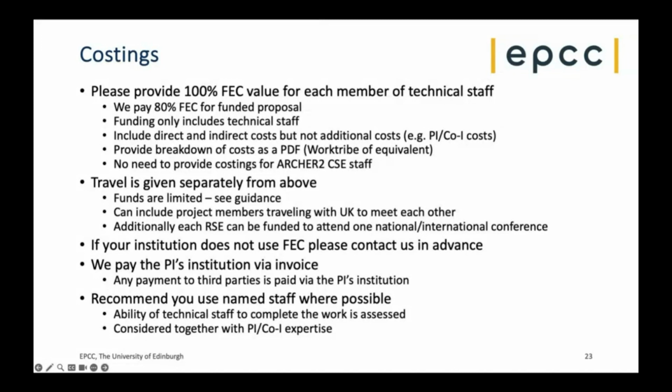There may be some cases where the technical staff member has the skills also to be a PI. That's okay, as long as we're not actually funding the PI time. So they can have the role of technical staff and PI, but we're not funding the PI role, we're only funding the technical role. So funding only includes technical staff. You should include direct and indirect costs, but not any additional costs, so not PI costs or co-I costs.